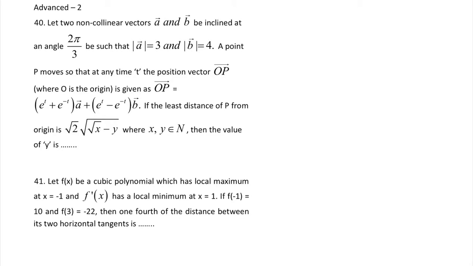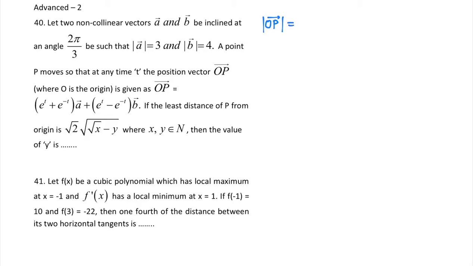In question number 40, two non-collinear vectors are given, A and B, and they are inclined at an angle 2 pi by 3. Their modulus is also given. You have to find the distance of P from origin, which is nothing but the modulus of OP. So here you can directly take modulus of OP because OP is given here in the question. So OP vector modulus, that is our required distance.